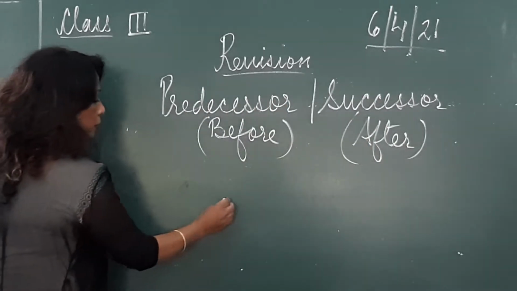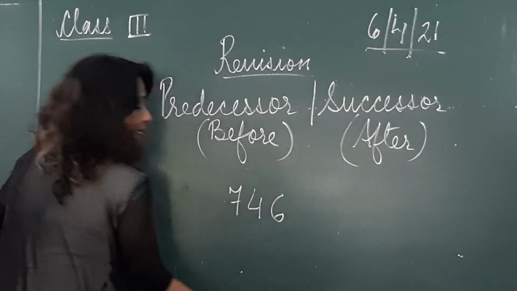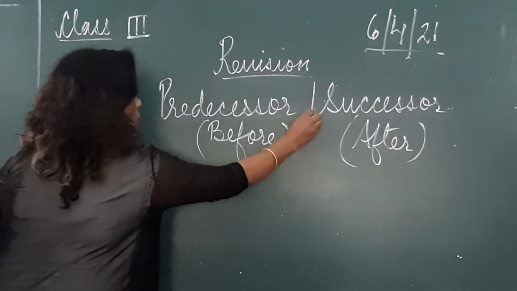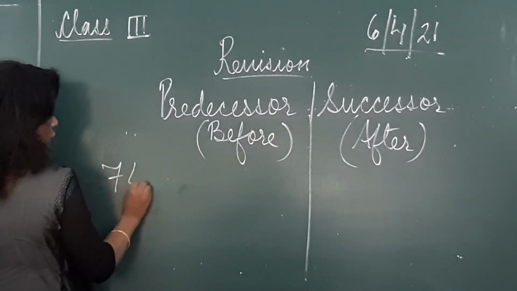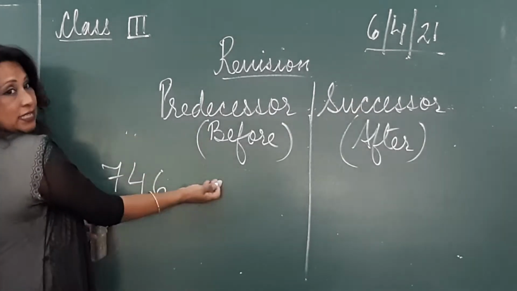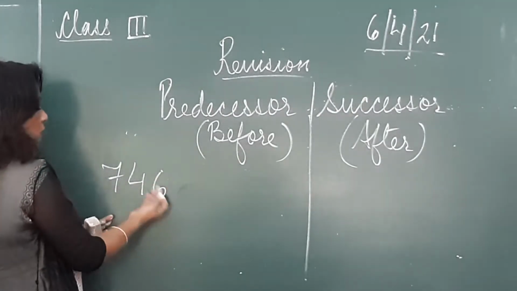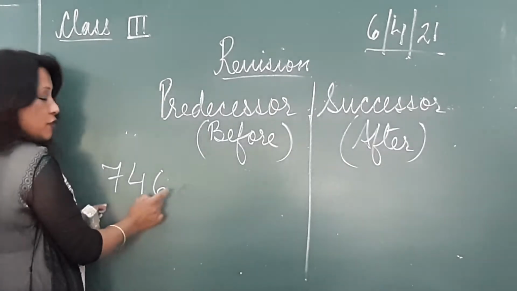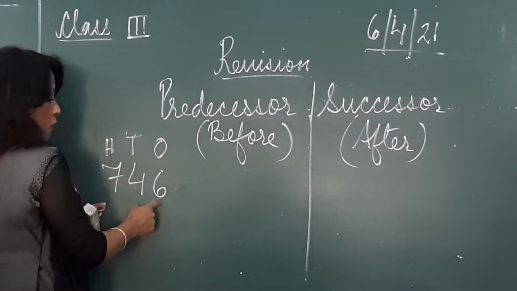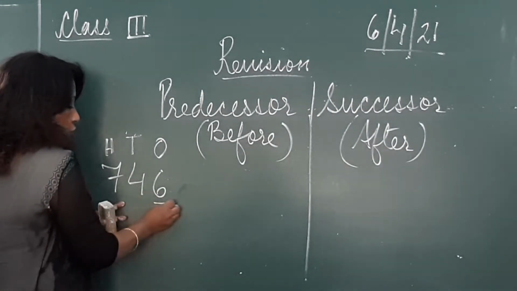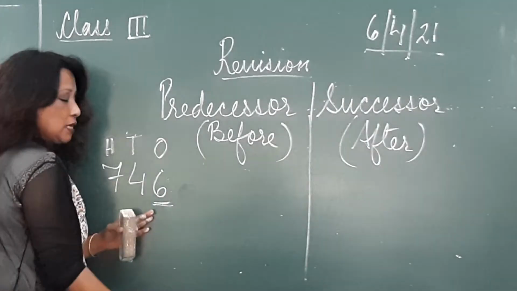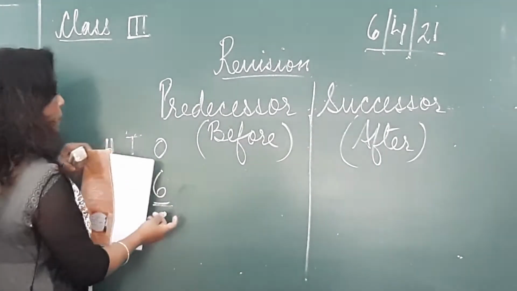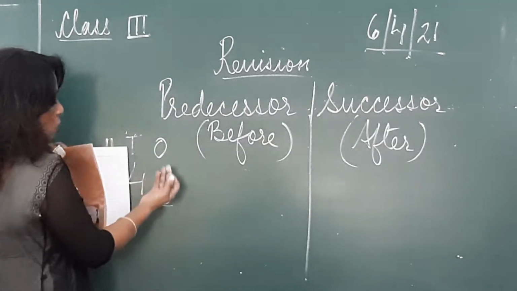If I give you a number like 746, what will be the predecessor? Let me write this number here so that it will be easy for you. Predecessor means what comes before, so what comes before 746? To make your work easy, look at the first place value. Here you have 6. Just concentrate on this number which is under ones. Forget about these two numbers. So the number under ones is 6. What comes before 6?